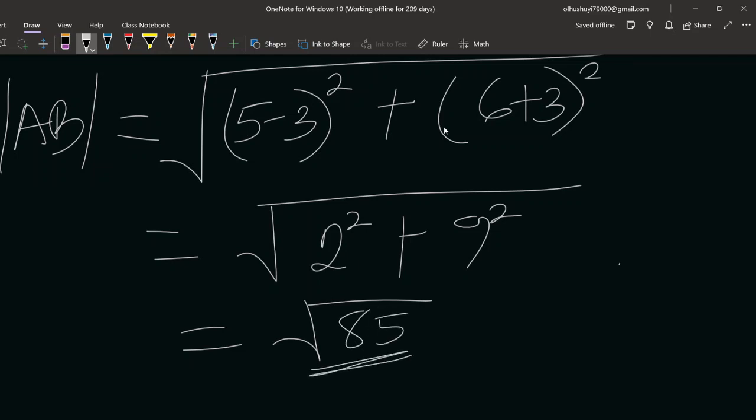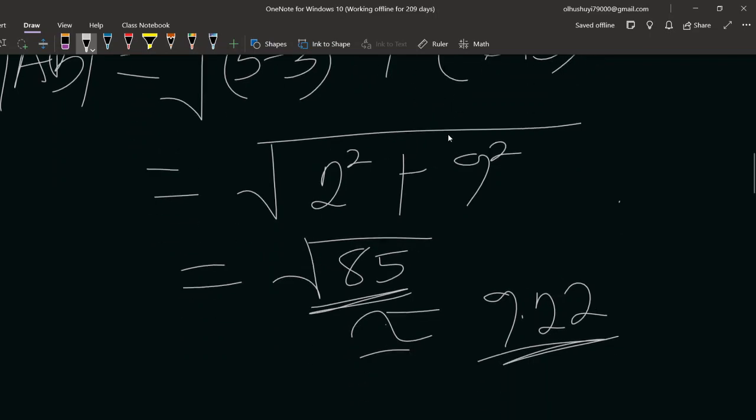You can leave it this way, or you can express it. What will be the square root of the result? That should give us approximately 9.22. So we have 9.22 as the value of the distance between the 2 points. Haven't gotten that? Let's move to the next question.